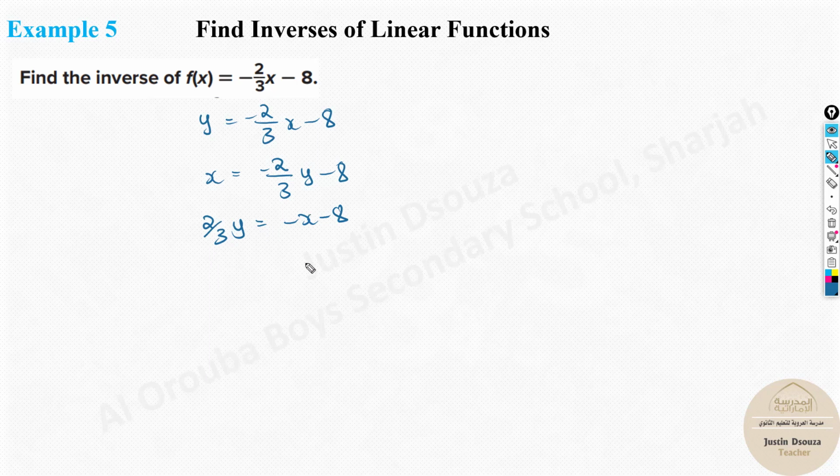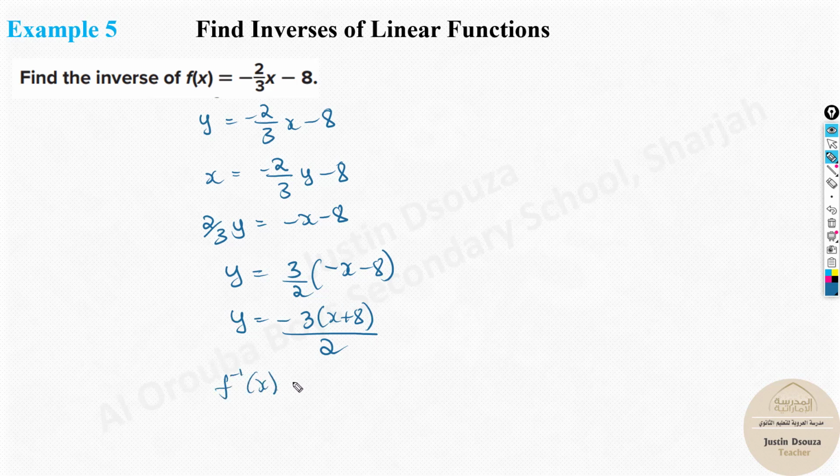Take the 3 to the other side and 2 to the other side. It's going to be multiply both sides by 3 by 2. 3 by 2 into minus x minus 8. Or what we can do is take this minus sign common out. It'll be minus 3 of x plus 8 divided by 2. Why? Because I took the minus sign common out. If I multiply this minus inside the bracket, it's going to be minus x minus 8. So it's balanced. Now that is the inverse. F inverse of x equals negative 3 of x plus 8 divided by 2.